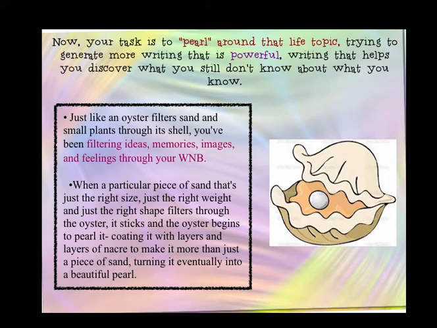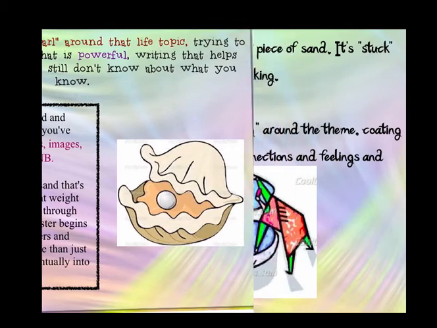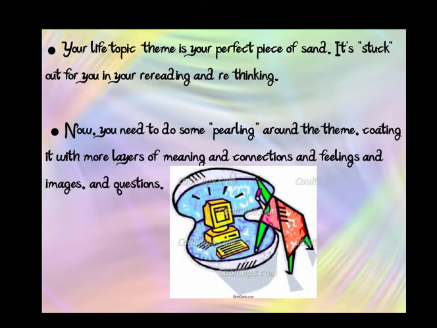For the oyster, when a particular piece of sand that's just the right size and just the right weight and just the right shape filters through the oyster, it sticks. And the oyster begins to purl it. It secretes this stuff called nacre, N-A-C-R-E, and it begins to coat that piece of sand. And it layers it, and it layers it, and it layers it, until eventually it's no longer just a piece of sand, it's been turned into a beautiful pearl because of the oyster's work at purling it. Well, the metaphor is very appropriate for the kinds of thinking you're doing in your writer's notebook.